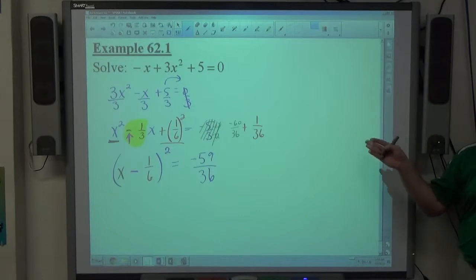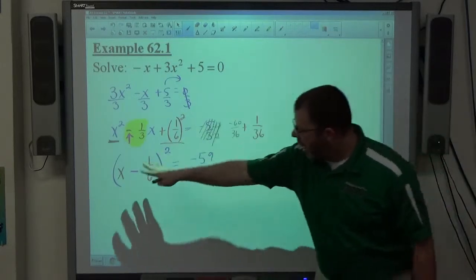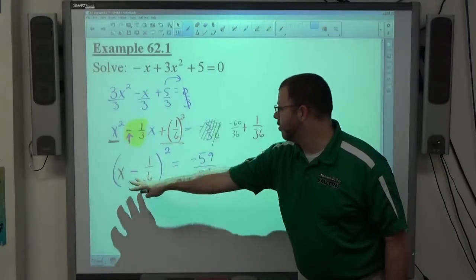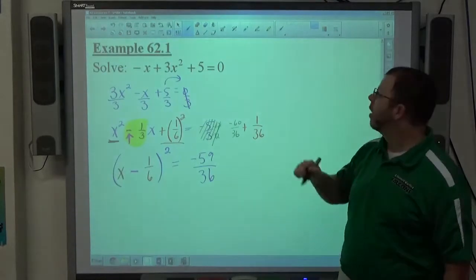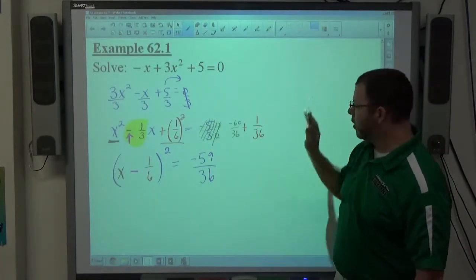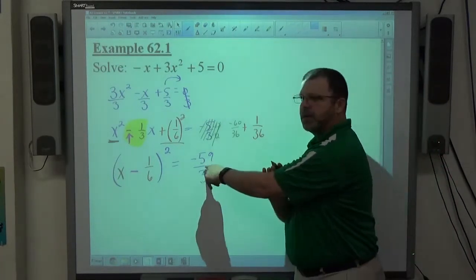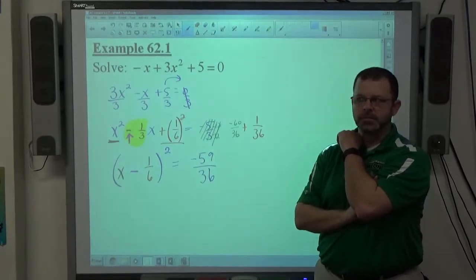Again, completing the square, this will be checkpoint 3. Every time you do completing the square, you should get to this step. It should look exactly like that. A binomial usually squared equals a number. All right? And again, the difference between what we're doing today and what we've done in the past is this number is negative. Up till now, it's always been positive.